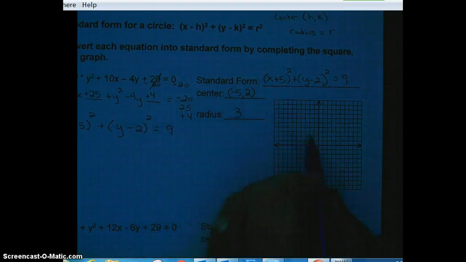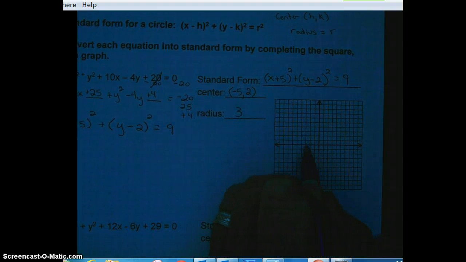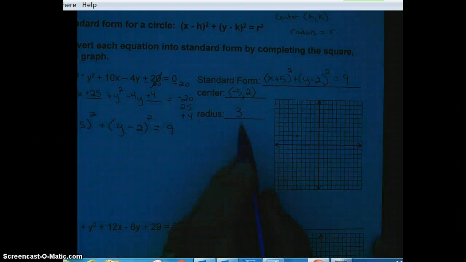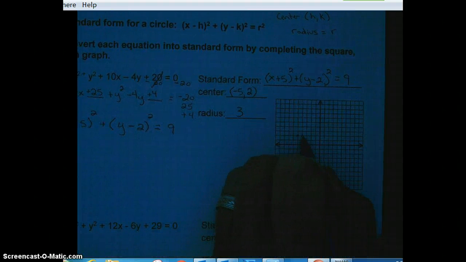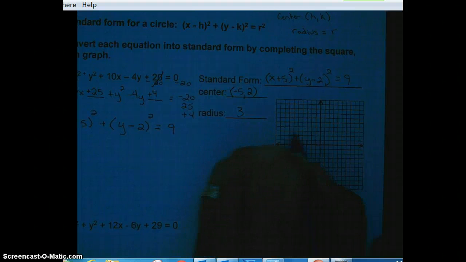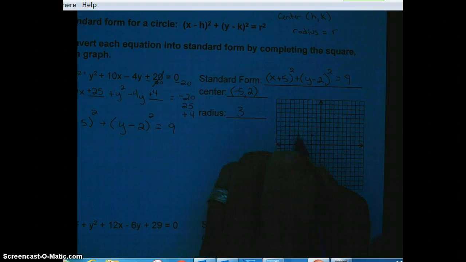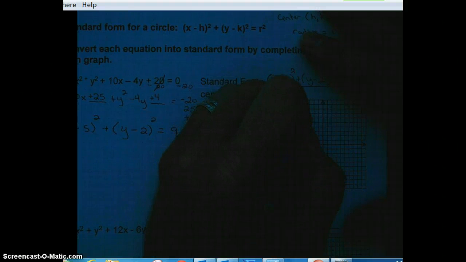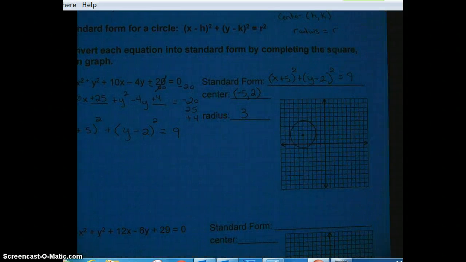Now if we want to graph this circle, we're going to start by graphing the center at negative 5, 2. And then we're going to apply a radius of 3 from that in each direction. And then this is the fun part, trying to draw a circle around that center. There's your circle.